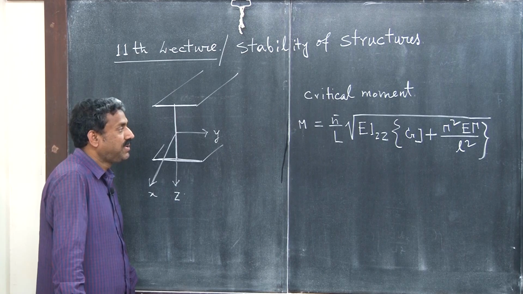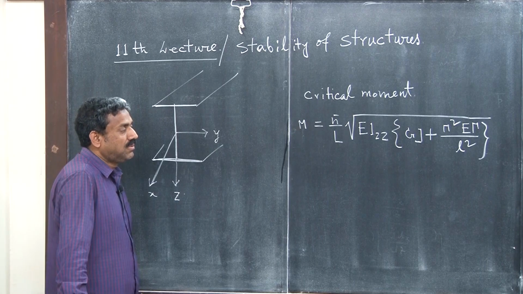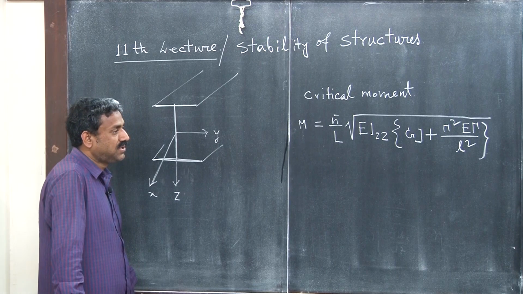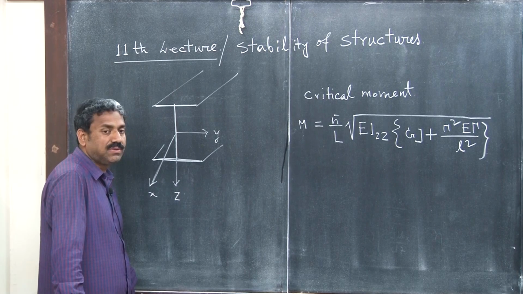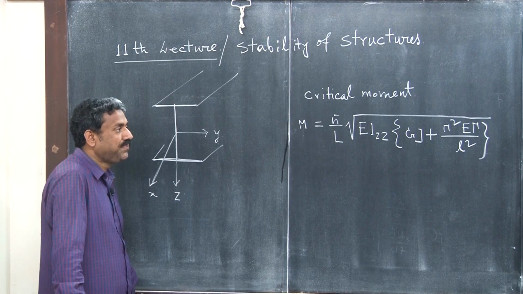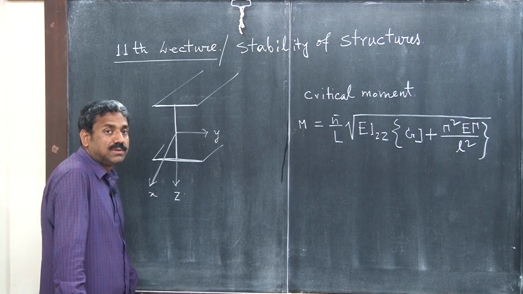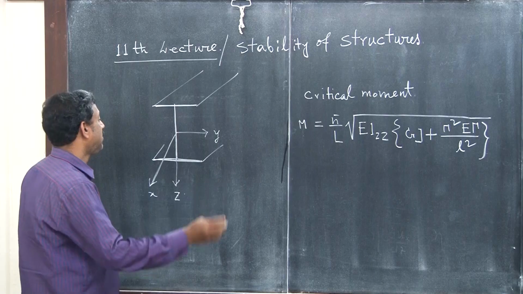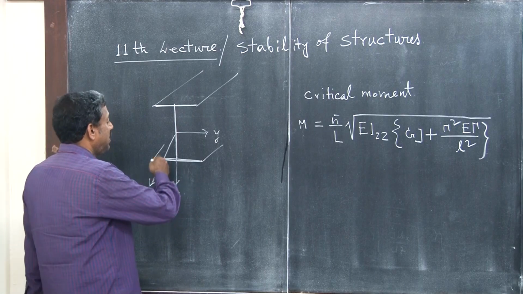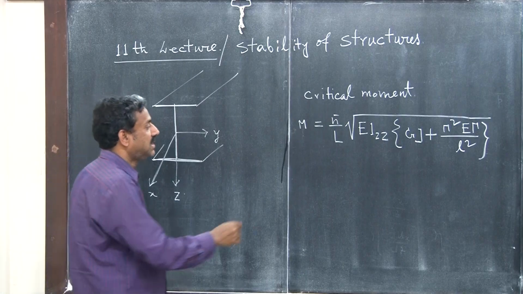We have seen how we derived the potential energy function. The potential energy functional has strain energy and work done, and there was little consideration in finding out the end rotation of the two ends, subjected to out-of-plane, lateral bending. Bending was happening basically in the xy plane, that means with respect to the z axis.